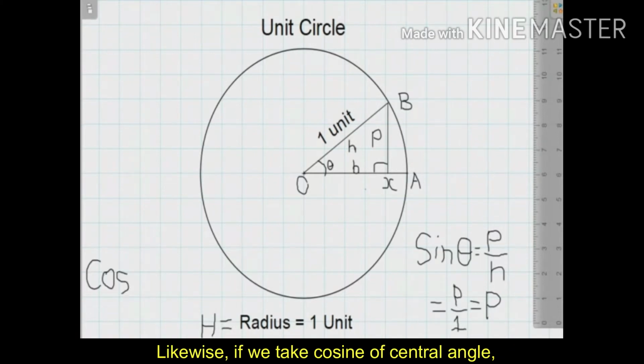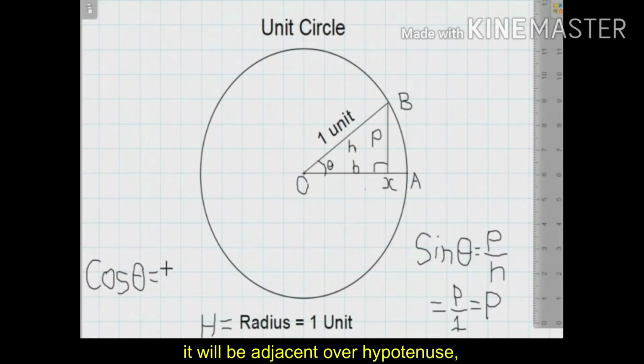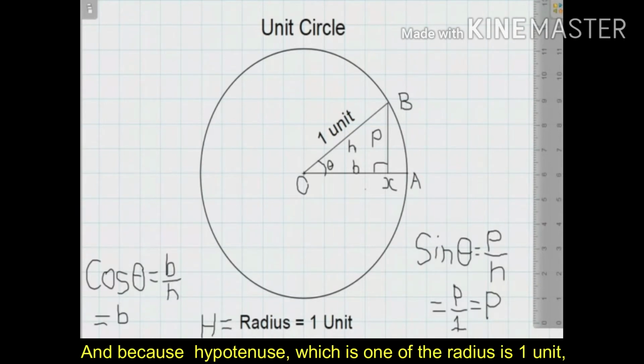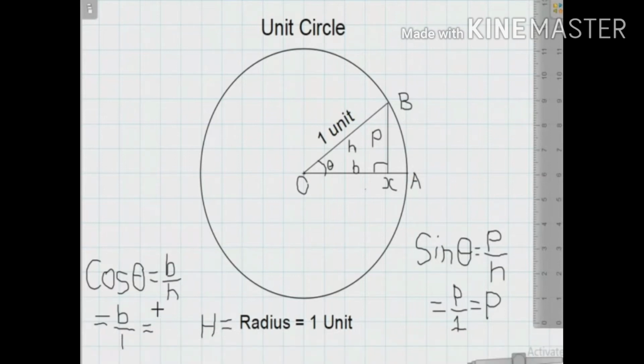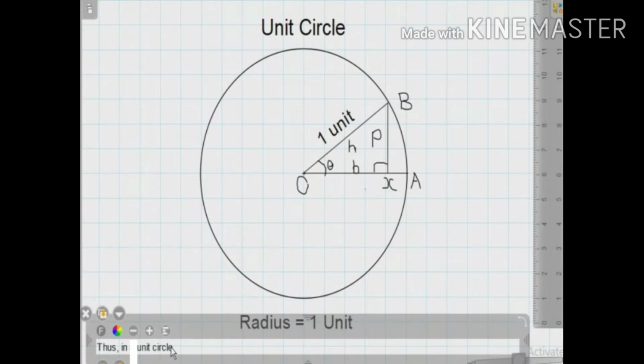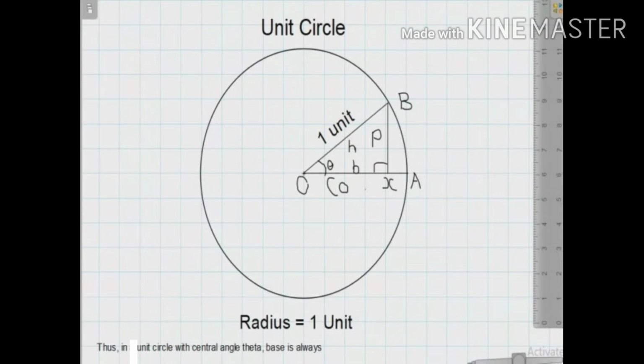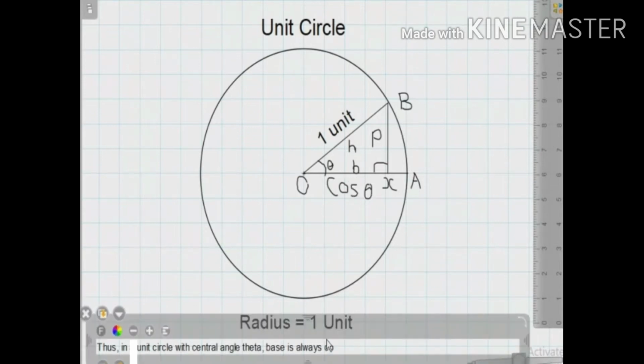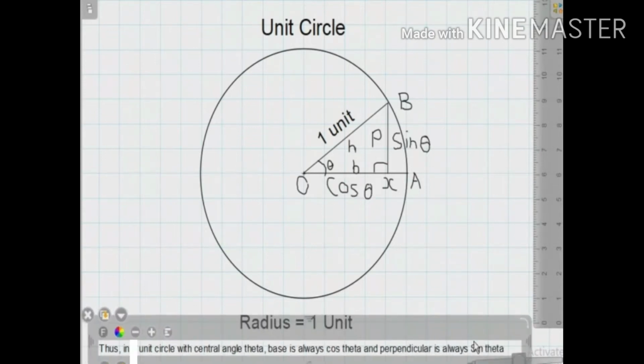Likewise, if we take cosine of the central angle, it will be adjacent over hypotenuse, that is base over hypotenuse, or b by s. And because hypotenuse, which is one of the radii, is 1 unit, it is going to be b by 1, or simply b. Therefore, if the central angle is theta, cosine of theta is b. Thus, in a unit circle with central angle theta, the value of base is always cos theta and the value of perpendicular is always sin theta.